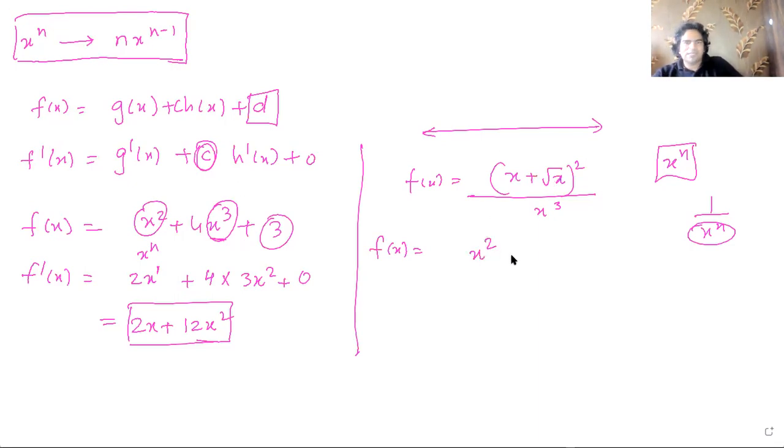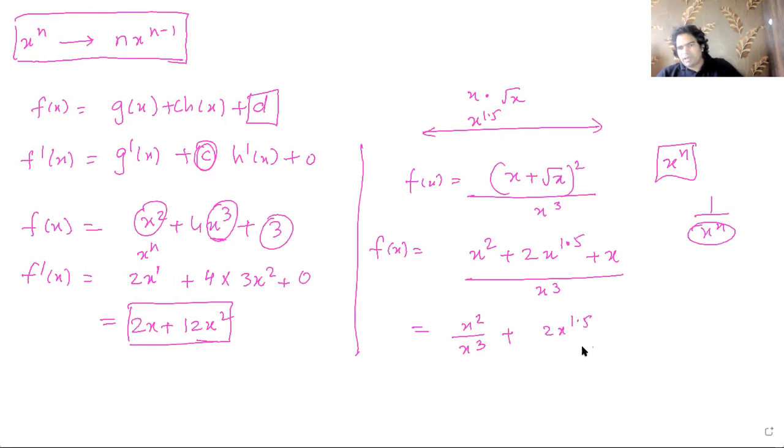So we'll be using the formula: x squared plus 2 x to the power 1.5 plus x, because x times root x will become x to the power 1.5, all over x cubed. Now, after this, you isolate each term. So it'll be x squared over x cubed plus 2x to the power 1.5 over x cubed plus x over x cubed. Now this becomes 1 over x plus 2x to the power negative 1.5, because 1.5 minus 3, if you subtract, becomes negative 1.5, plus x to the power negative 2, because one of the x gets cancelled.